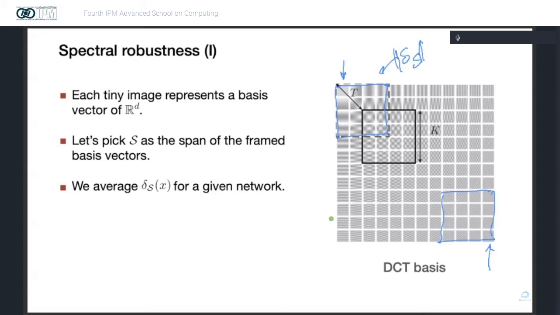And so we can do this in a systematic way. We take a network and compute this delta perturbation for different subspaces, taken from these groups of DCT harmonics, and we measure the norm of the subspace perturbations corresponding to the different subspaces. We compute this quantity and average it for a given subspace, over several input images.